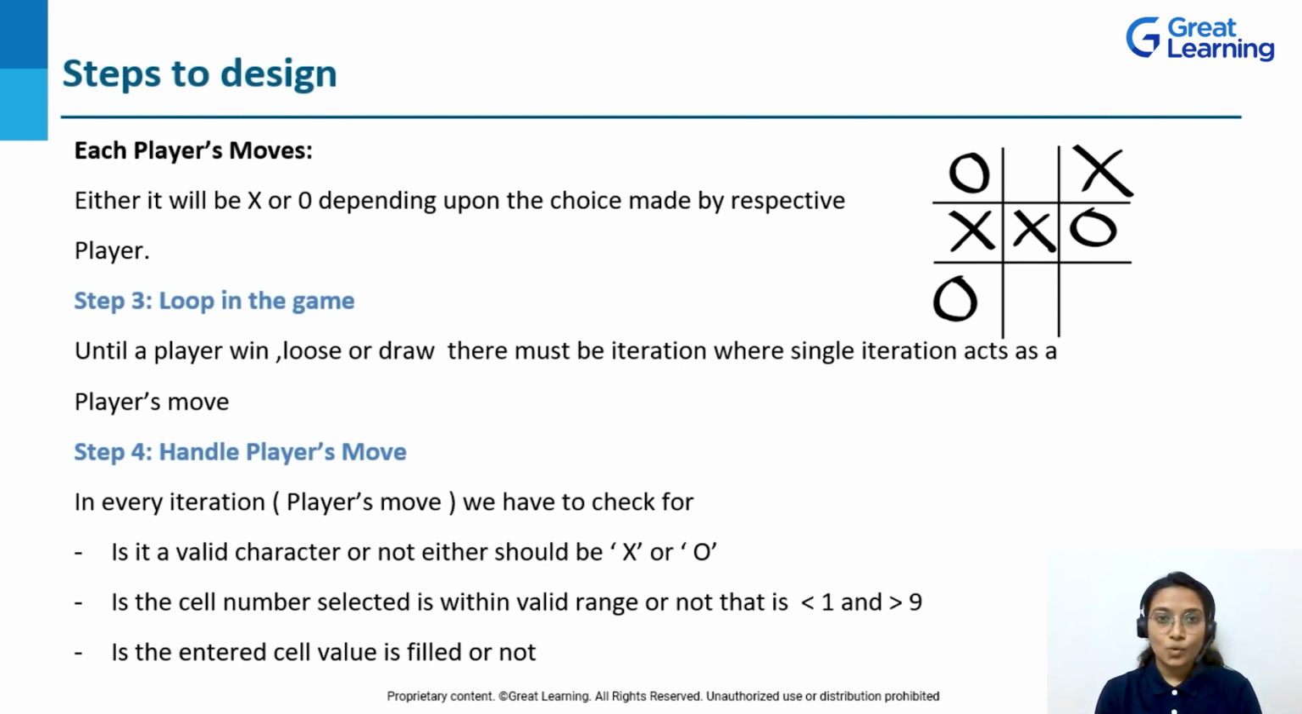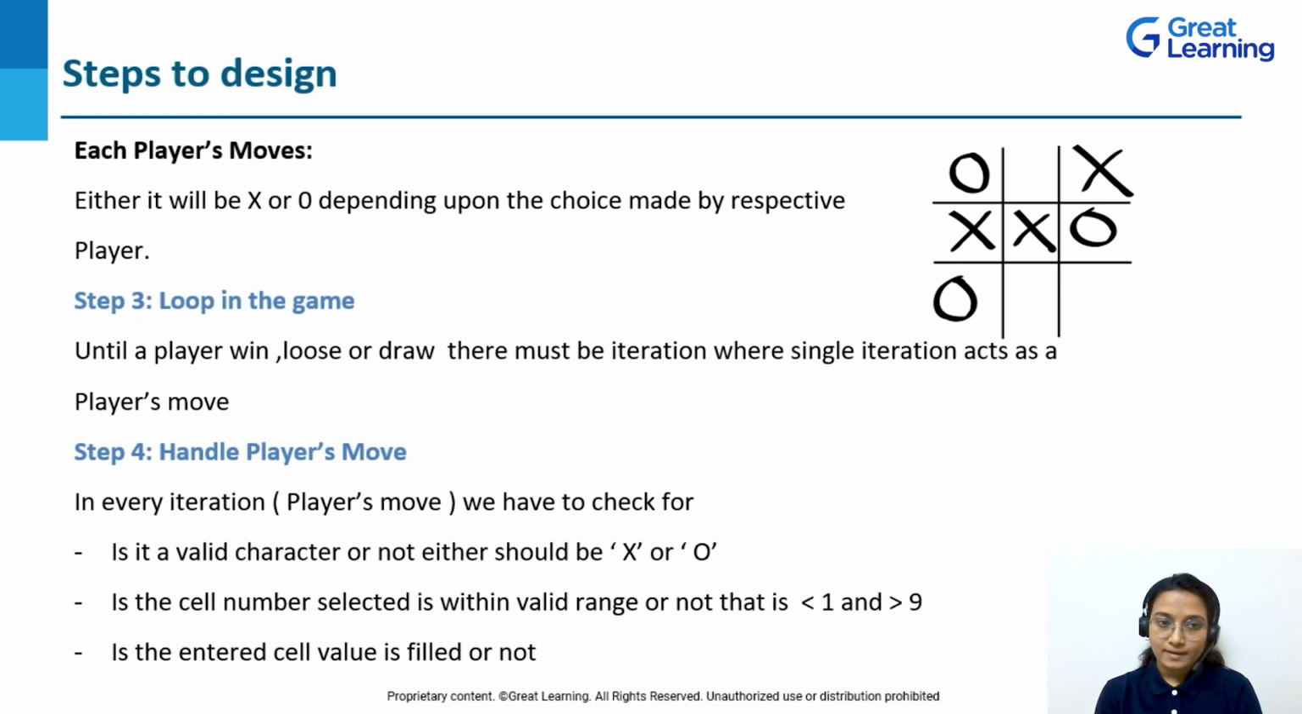Every game has its own method of running, its own method of execution. Until the player wins, or the game is drawn, or the player loses, we also have to execute the iterations every time. Every time we have to check every move that the player makes. We have to check whether the result of this game is in win, draw, or lost mode, right? So we have to loop the game in step 3.